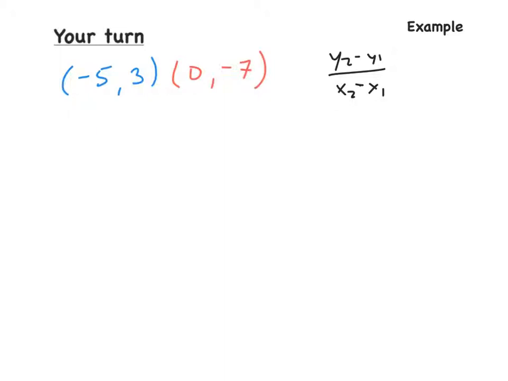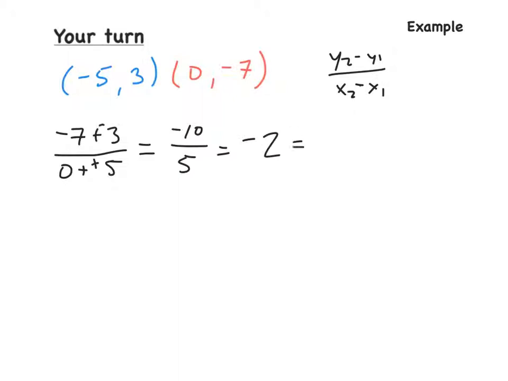So our y2, we have negative 7 minus 3 divided by 0 minus a negative 5. If we solve that through, 7 minus 3, remember you can just add the opposite, so it would be negative 7 plus a negative 3, which is equal to a negative 10. 0 minus a negative 5, remember we can add the opposite, so 0 plus 5 is equal to 5. If we simplify this down, negative 10 divided by 5 is equal to a negative 2.